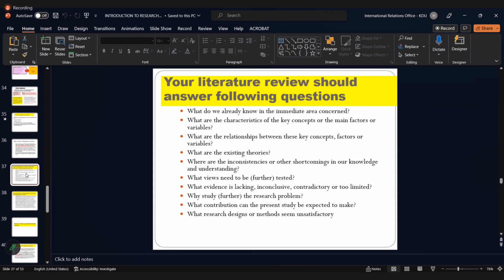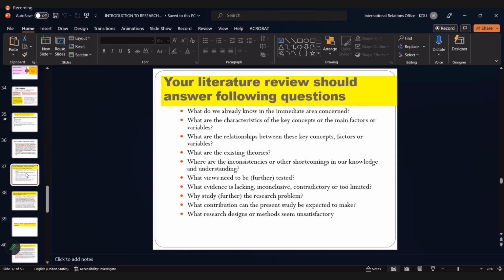Your literature review should answer the following questions, students. Okay. What do we already know in the immediate area of concern? What are the characteristics of the key concepts, or the main factors or variables? What are the relationships between these key concepts, factors or variables?